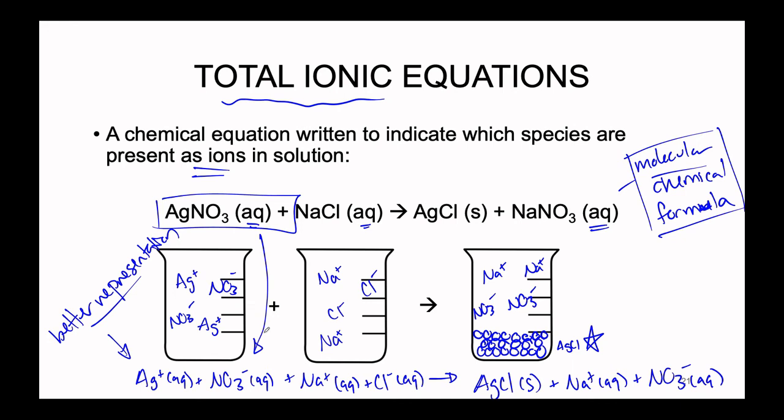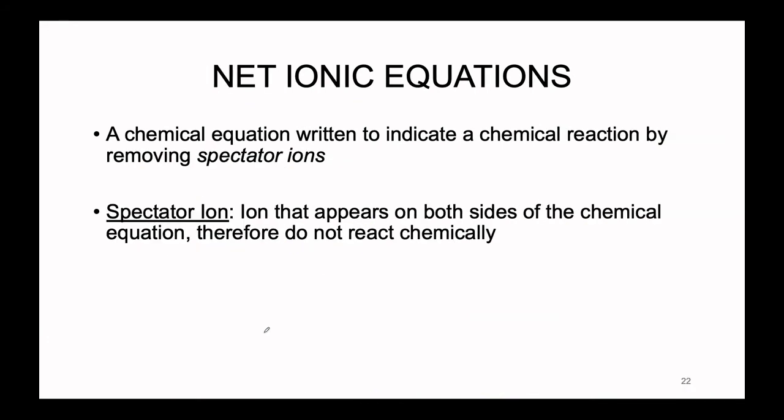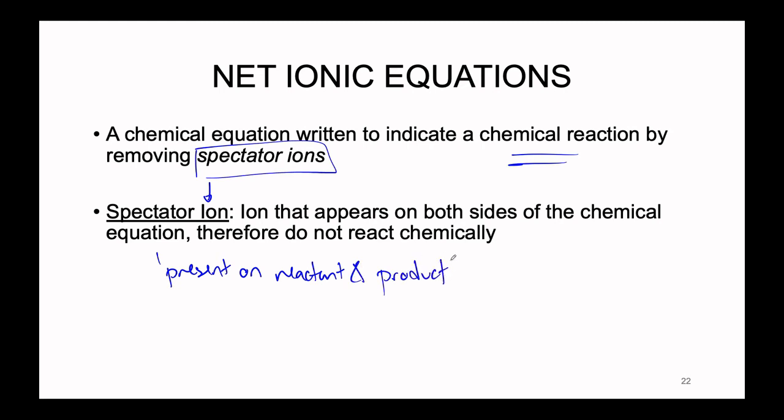It may be more advantageous to use the molecular equation, or it may be more advantageous to use the total ionic equation. One useful aspect, though, of the total ionic equation is that we can explicitly see which species are chemically reacting versus which are doing nothing. We call this the net ionic equation. This form of a chemical equation is written specifically to indicate what is chemically reacting by removing spectator ions. And a spectator ion is an ion that appears on both sides of your chemical equation. This ion is present, in other words, on the reactant and the product side. Therefore, this signifies that they have not reacted chemically in any way.